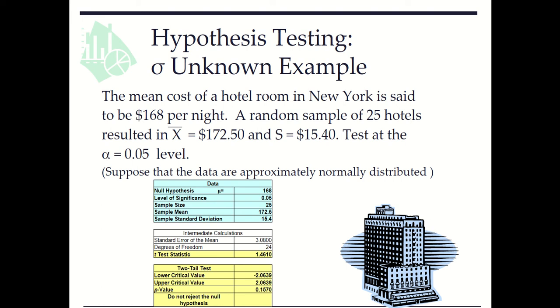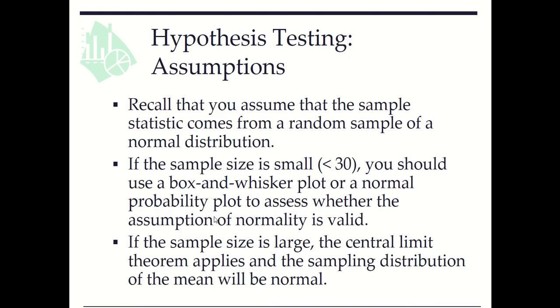Because we have a sample size only 25, we need an assumption that the population data follows a normal distribution, or at least follows an approximate normal distribution. So here is the output from PHStat. We will solve that next. And here we need to recall the assumption.